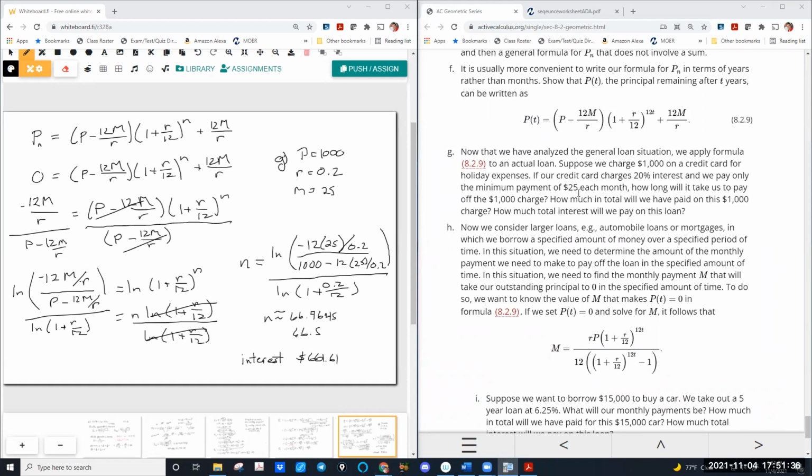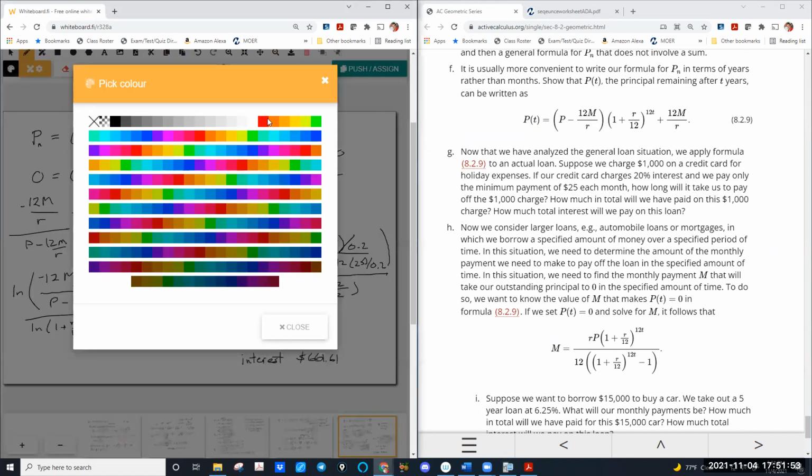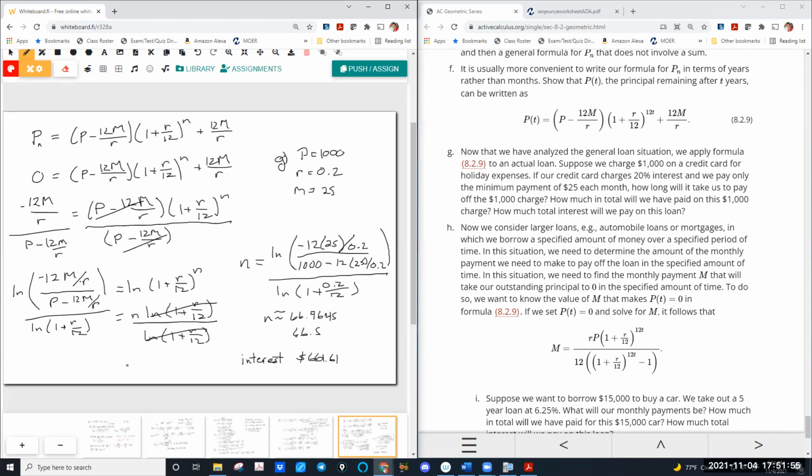Now, we could do something really similar. We could solve for M if we wanted to do monthly payments. Excuse me, if we wanted to solve for the payments. So let's circle that, because you guys are going to use these to try a couple of these problems. Right there, that will solve for how long it would take to pay something off.